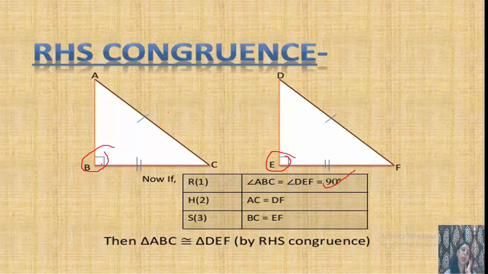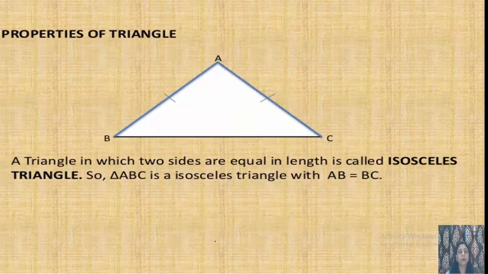This AC is the hypotenuse of this triangle. The side opposite to the 90 degree angle is known as the hypotenuse. Here DF is the hypotenuse. The AC is equal to DF and this base, that is BC, is equal to EF. So therefore triangle ABC is congruent to triangle DEF by RHS congruency rule.